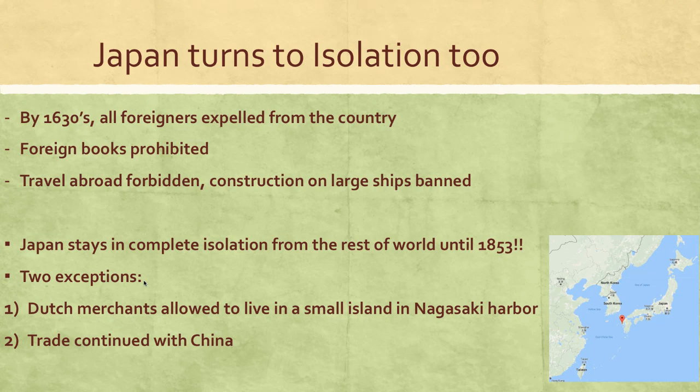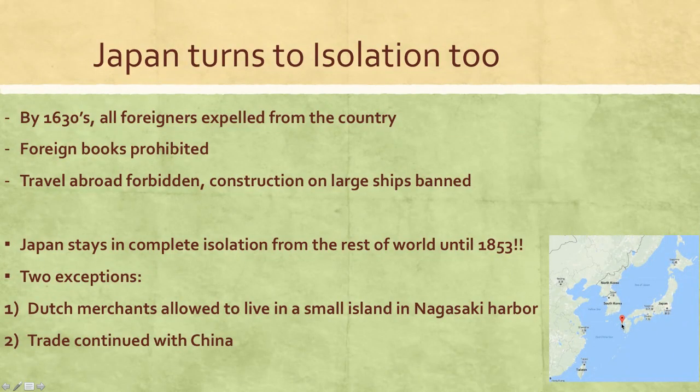Only Japanese are allowed in Japan. Foreign books are prohibited, and you cannot travel abroad. I mean, this is really, really strict isolationism, even more than China. And they stay completely isolated from the rest of the world until 1853. And they would have stayed isolated longer, if you recall, 1853 is when Matthew Perry of the United States arrives in Japan to seek trade. This is in our second era of colonization. Of course, we're still in our first era of colonization here. Japan does allow two small exceptions to their complete isolationism.